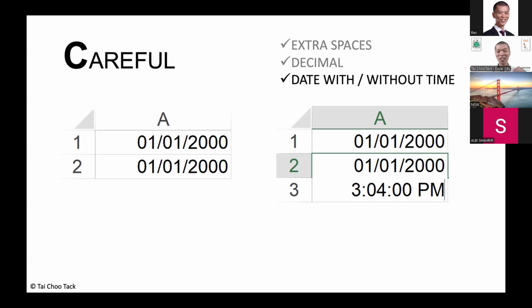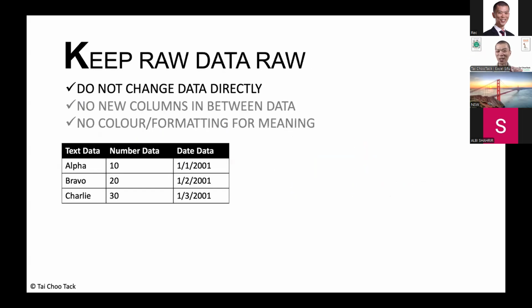So let's come back to the framework. We have R, we have O, we have C. What's the last letter? Yeah, please type in the chat what is the last letter we are going to cover. Yes, we are going to cover K. K means keep raw data raw.